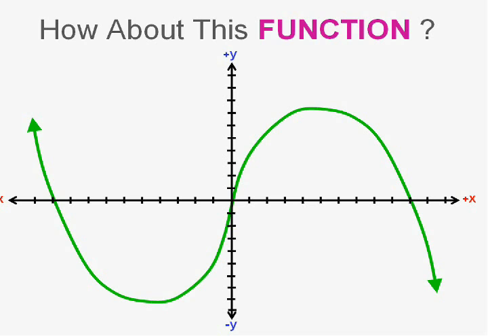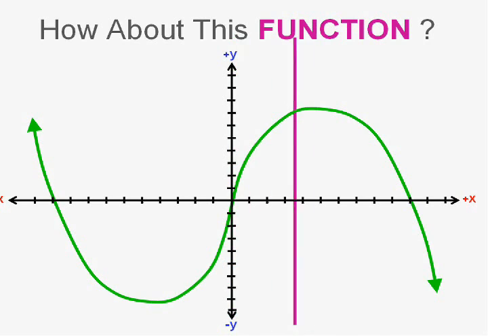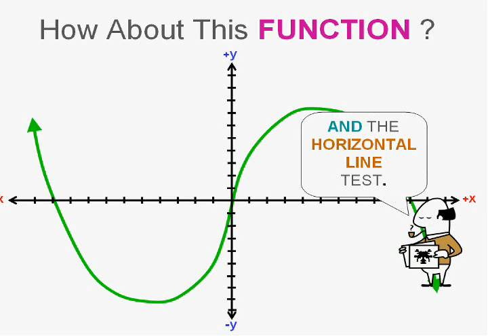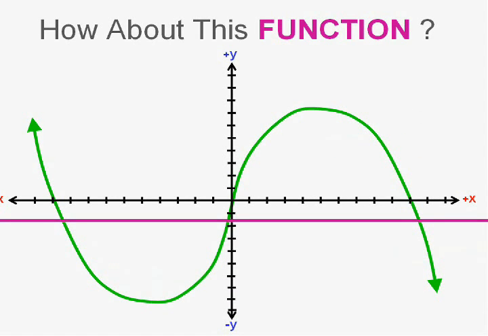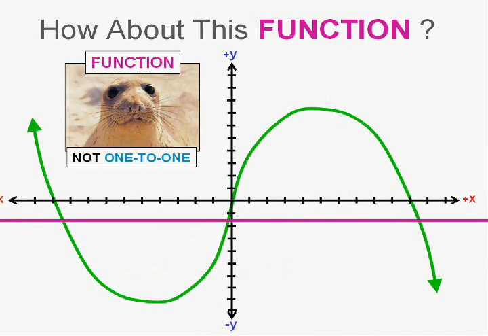How about this function? We remember that it is a function because it passes the vertical line test. But that doesn't mean that it's definitely a one-to-one function. We have to pass the horizontal line test for that as well. And look, we've got a big problem here. So basically, this one's a function. It's just not a one-to-one function. It won't work backwards, or it won't be a function if we go backwards.